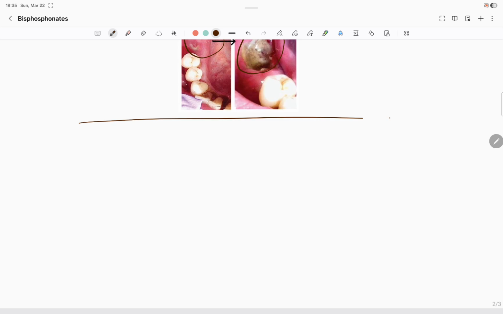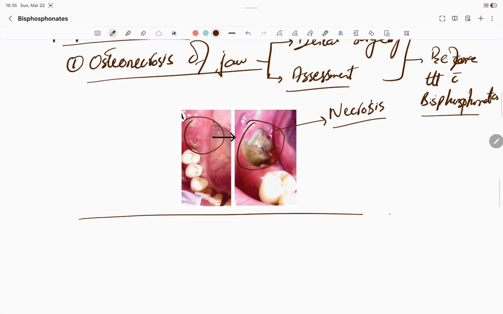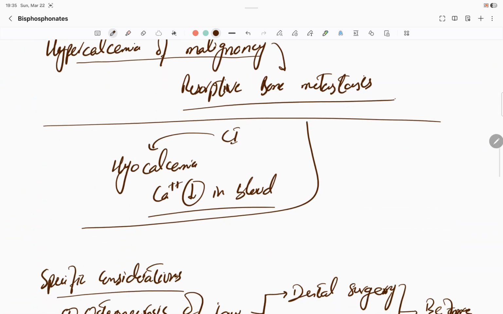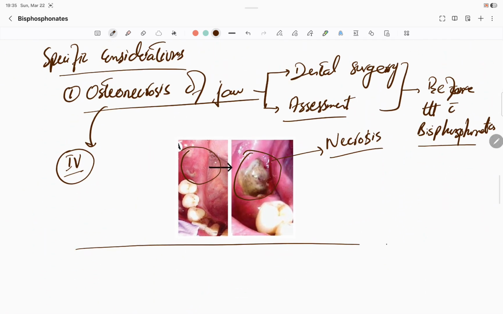And this side effect, osteonecrosis of jaw, is most probably because of the IV formulations. That includes zoledronic acid and the other is Pamidronate. But risk with zoledronic acid is more as compared to Pamidronate.